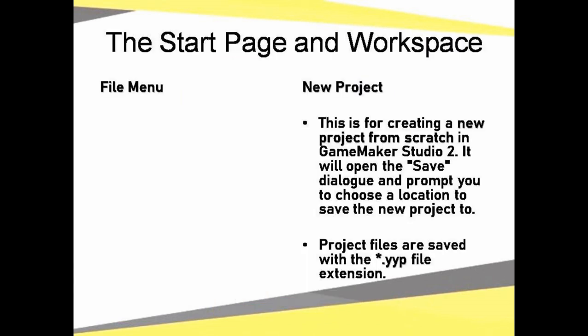Okay. The first one is the new project. In layman's terms, if you want to create your new project from scratch, if like let's say you don't have a previous file to open, you can just create your new project and then save it afterwards. So mainly when you are creating a new project in Game Maker Studio 2, the file extension that is being made for that project is the .yyp file extension.